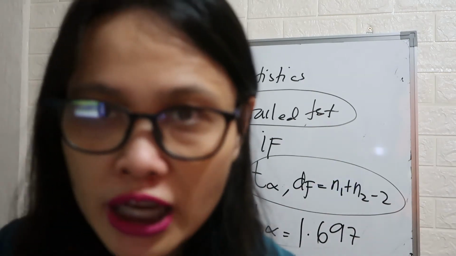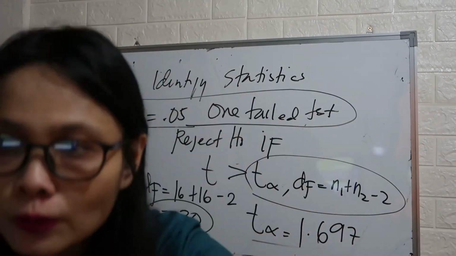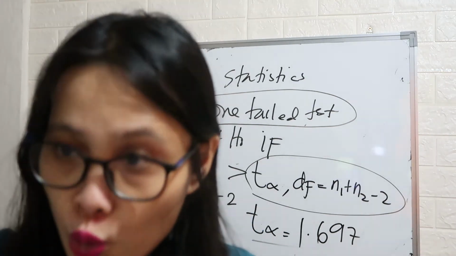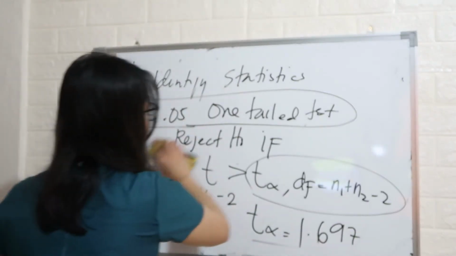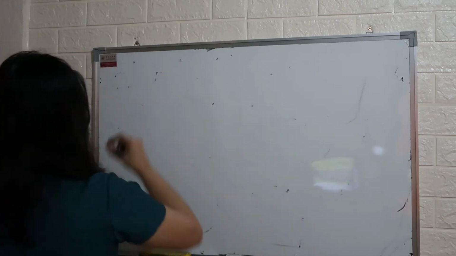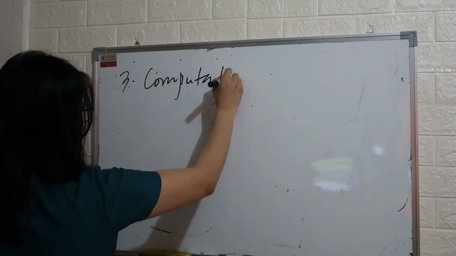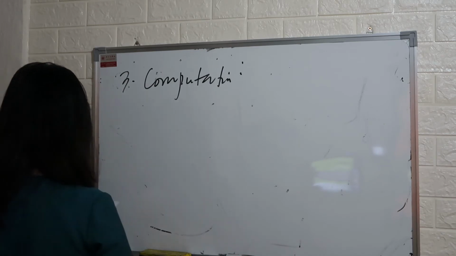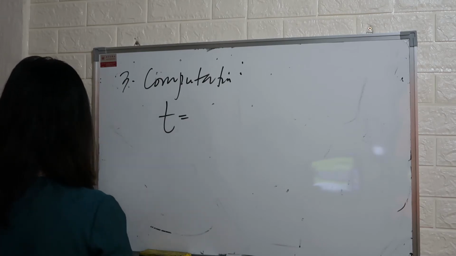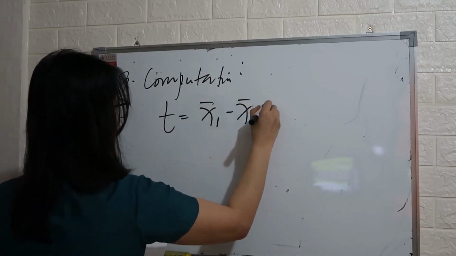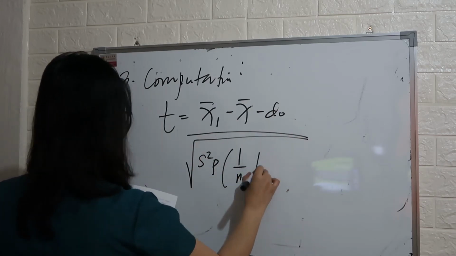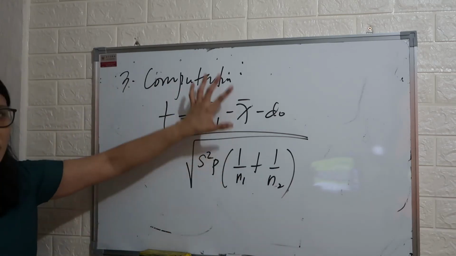Now, after we identify these statistics, you can now compute for the T value. We will be using the T value because the sample size is lower than 30. So number 3, computation. Solve for T value. Over the square root of s squared p multiplied by 1 over n sub 1 plus 1 over n sub 2. So this is the formula for the T value.